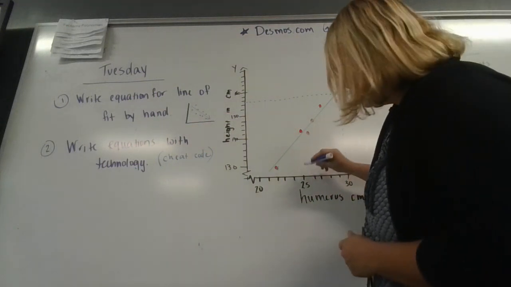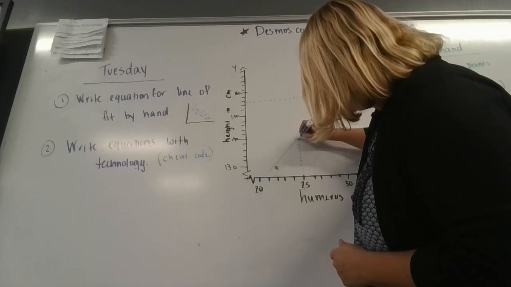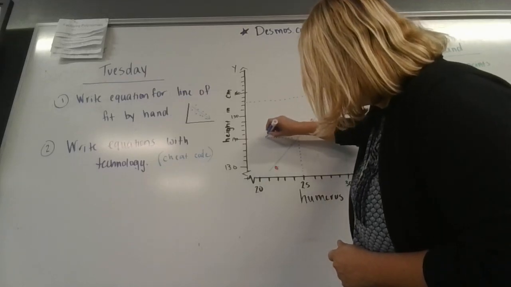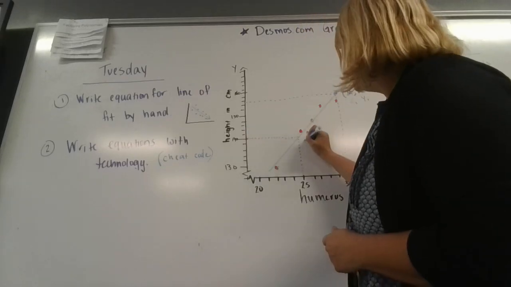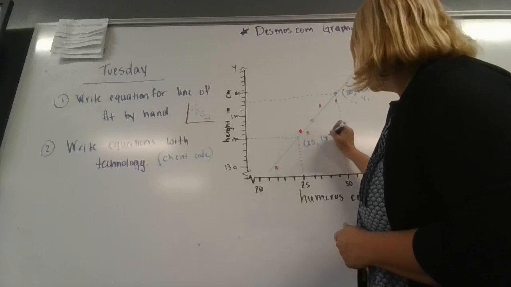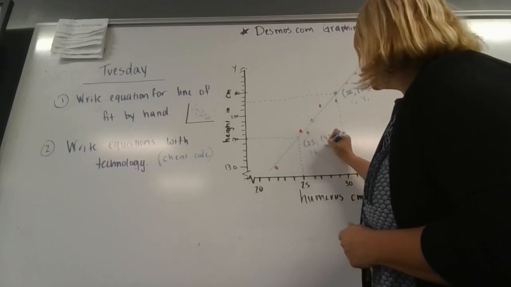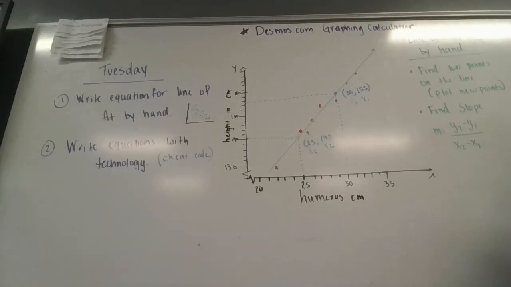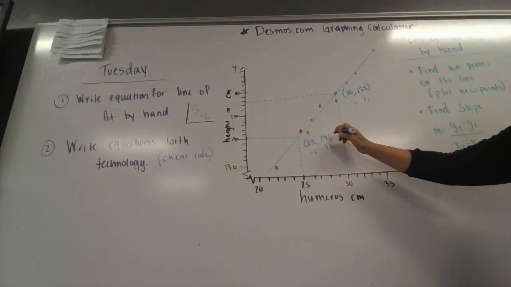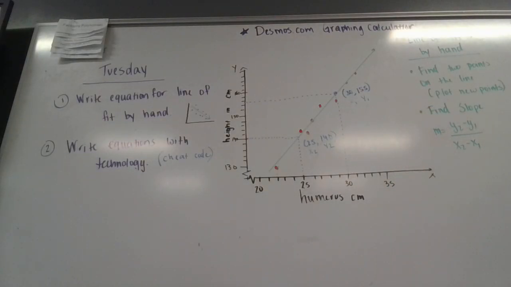My other point I'm going to do is 25. I'm going to use 25, 140, and I'm going to call that x2, y2. And it really doesn't matter which one you call 1 or 2. And so now I'll find the slope of the line I drew. 140 minus 155 over 25 minus 30.